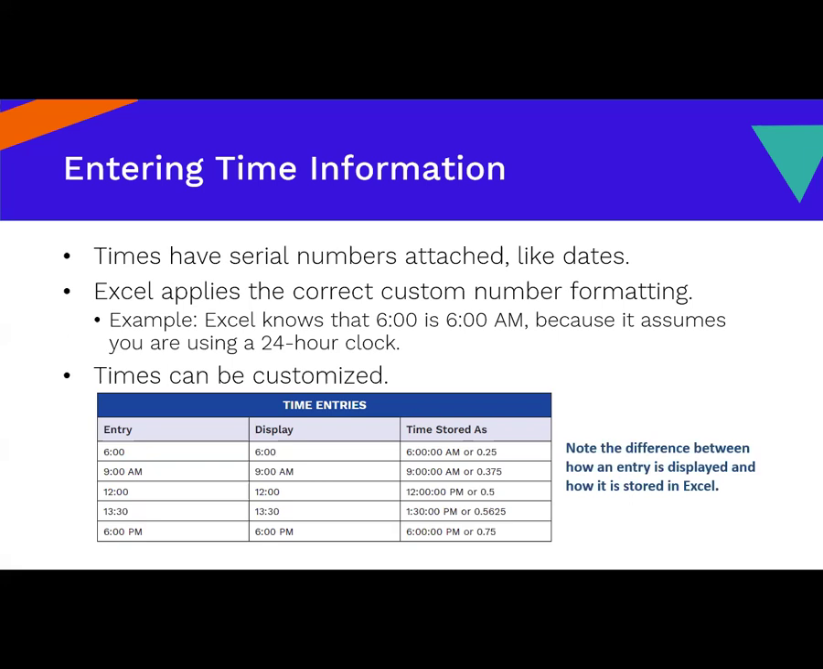Now, if you're thinking of doing 7 p.m., it's going to assume that you're talking about 7 a.m. So you have to remember that you have to use the 24-hour clock. Times can be customized by selecting the type of clock or the differences on how you want it displayed. But most of the time when you're typing in Excel, you're using 24 hours.